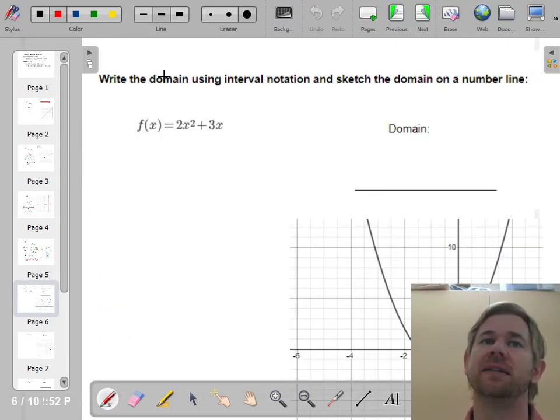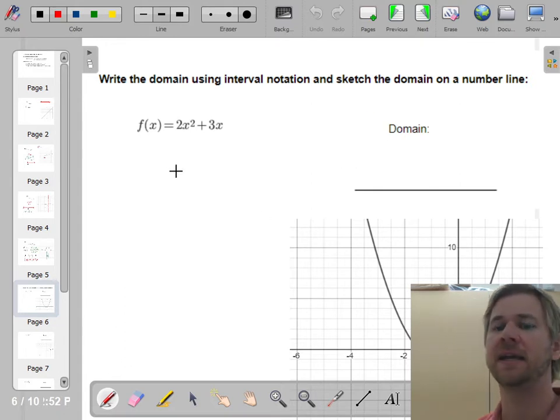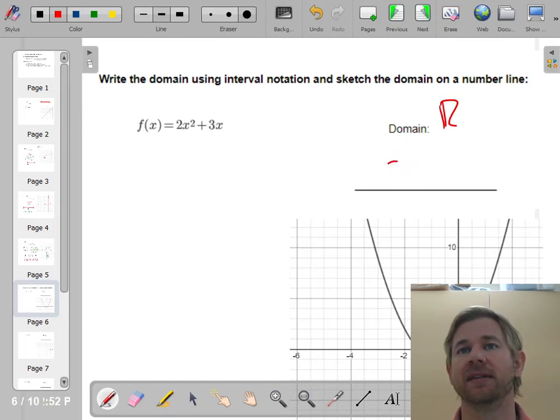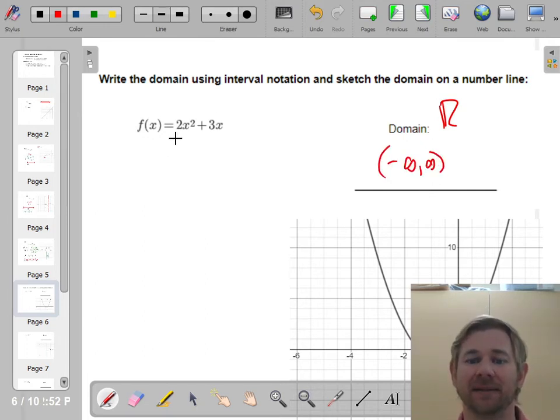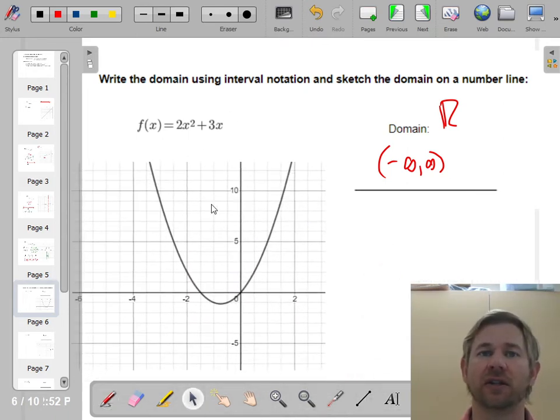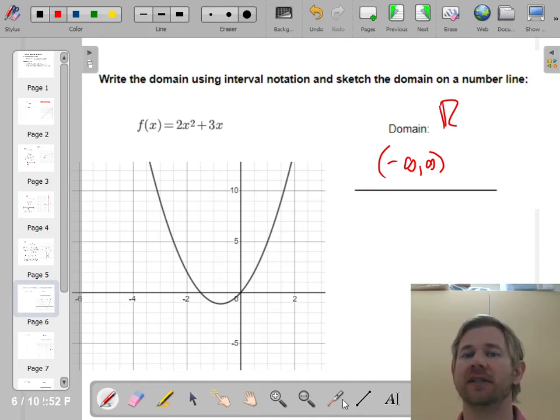This one says, write the domain using interval notation. They give me a little spot for the number line, a little spot for the domain. Now, I can look at this one and tell you it's all real numbers, which I'm going to write as negative infinity to positive infinity. Because this is a parabola. There's no denominator, and there's no square root, so there's nothing I can do to break this function, essentially. You look at the graph, and you can see it goes forever to the left and forever to the right. There's no discontinuities.